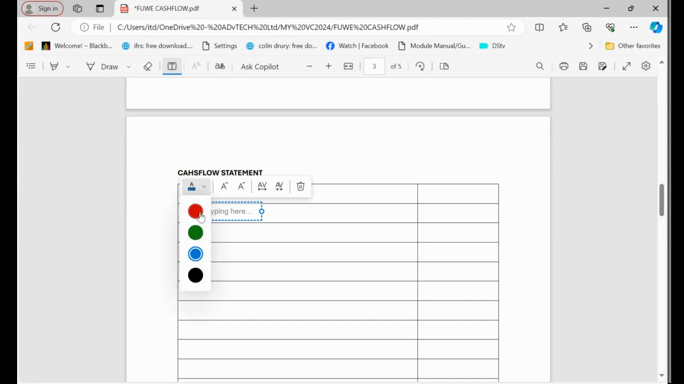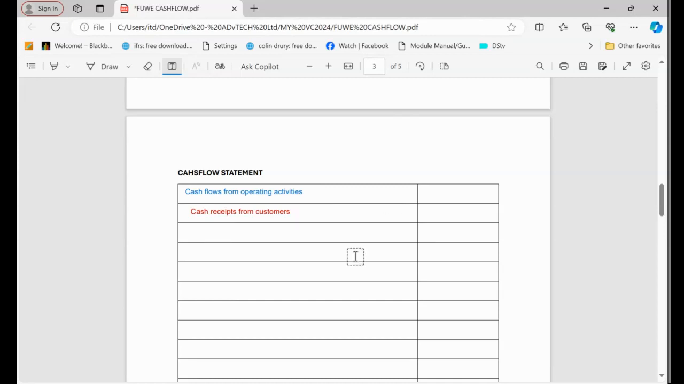The first thing that you need to have under this section is cash received from customers. And it makes sense. We're operating, so we receive cash from the customers.